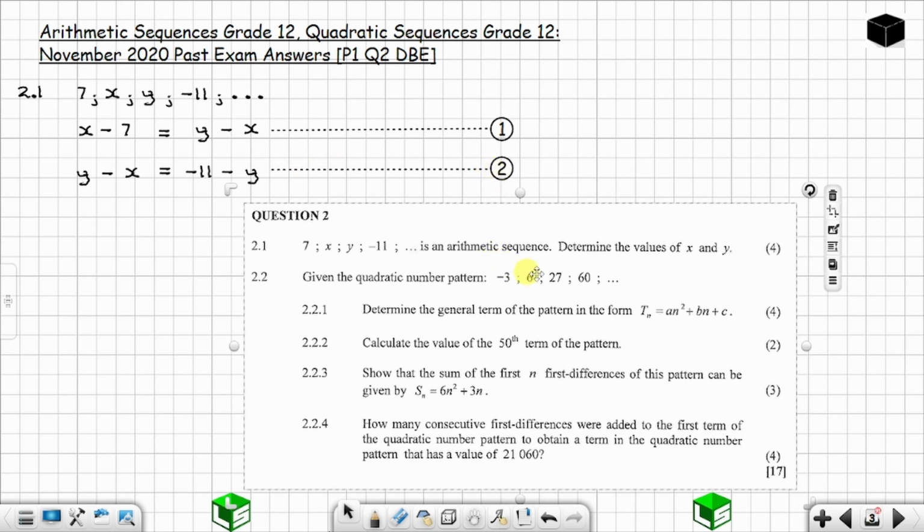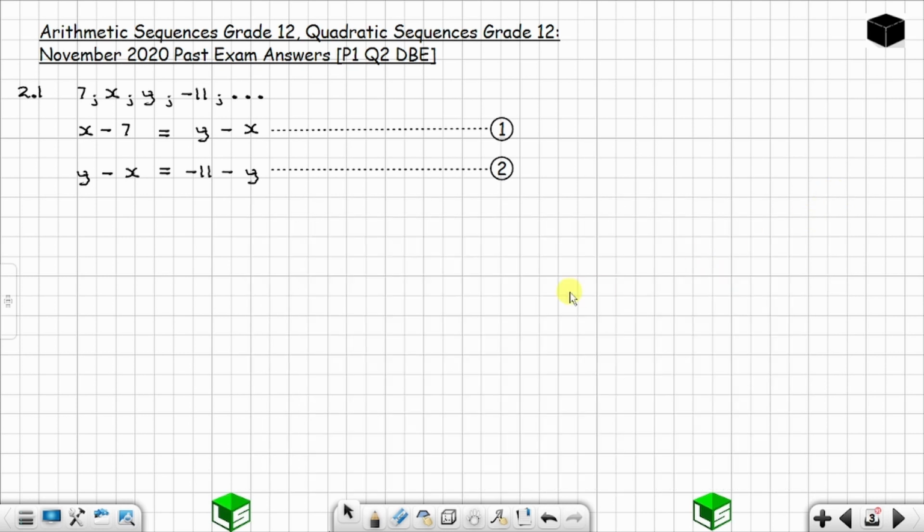We want to determine the values of x and y. Now we have 2 equations, so we can solve for the 2 unknowns, x and y. We need to create a third equation by using equation 1 or equation 2, making x or y the subject of the formula. The simplest one is equation 1, because I can say y is equal to, when I take this negative x to the other side, it becomes plus x. So you have x plus x, which is 2x minus 7.